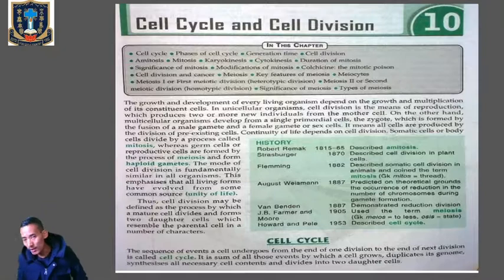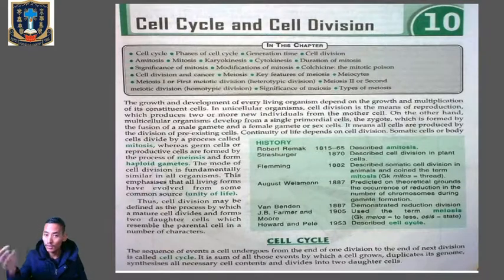But it will depend on the process or the type by which it is dividing. That is, either it is divided by mitosis or by meiosis. Okay, so here the number of chromosomes depends on what type the cells are dividing by. If it is mitosis, then the number of chromosomes will be the same in the parent and the daughter. But if it is meiosis, then the number of chromosomes in the daughter cell will be reduced to half.